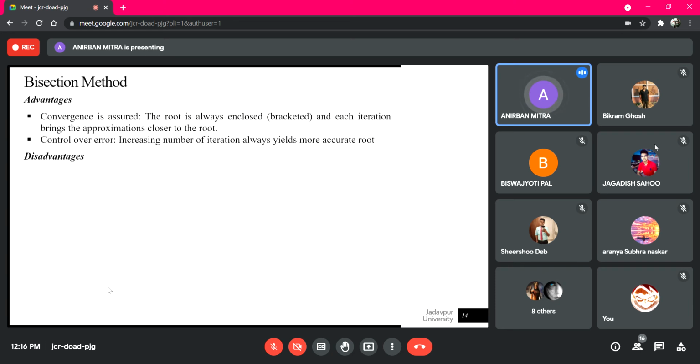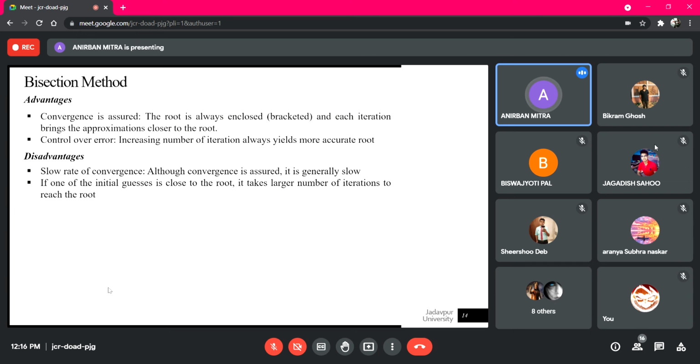But there are certain disadvantages as well. What kind of disadvantages? Slow rate of convergence. Here, the convergence is assured, but it approaches the solution quite slowly. There are other numerical methods which approach the solution in an exponential manner, whereas in this case, in each iteration, the interval gets only half, which means that it's a linear convergence rate. So it's a slow convergence process.